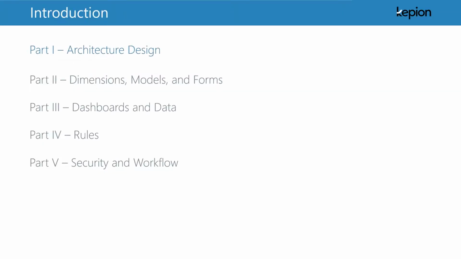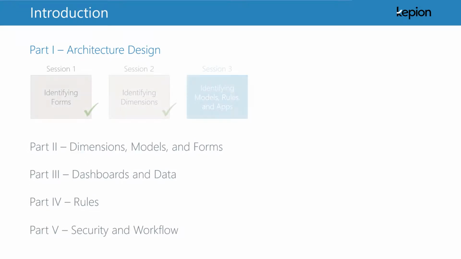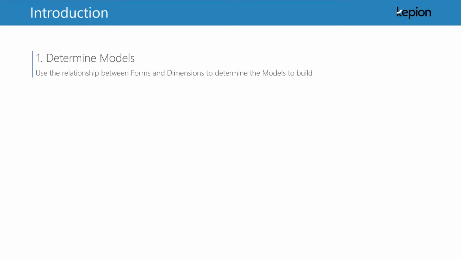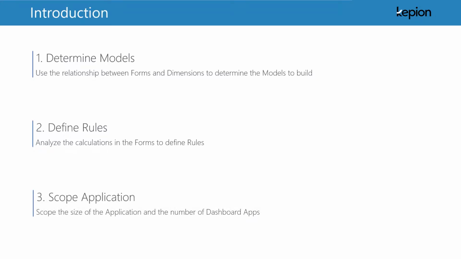In this session, we'll walk through the final 3 steps of our architecture design process, identifying our models, rules, and apps. We'll begin by looking at the relationships between our forms and dimensions to determine how many models to build. Then we'll analyze the calculations in the forms to define the rules we'll need to configure. And lastly, we'll determine the scope of our application and the number of apps we'll need to build.